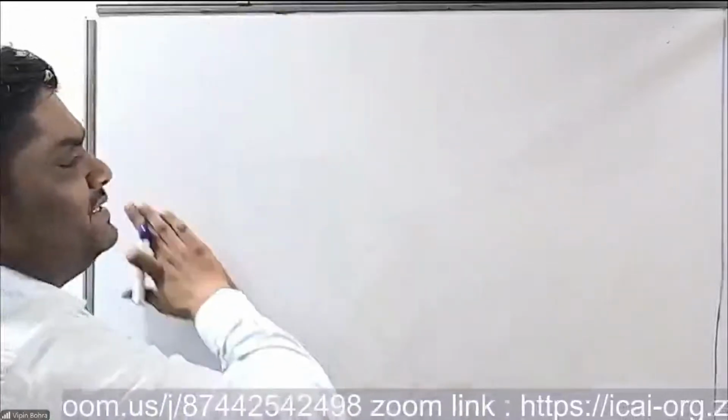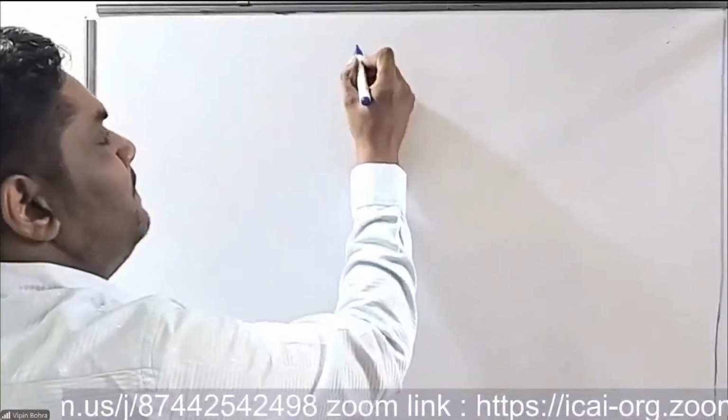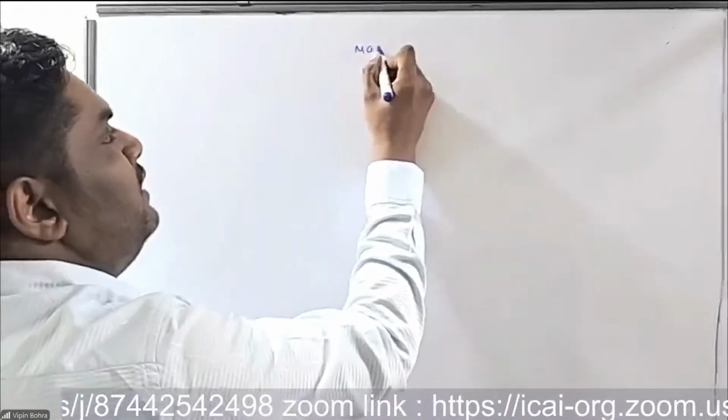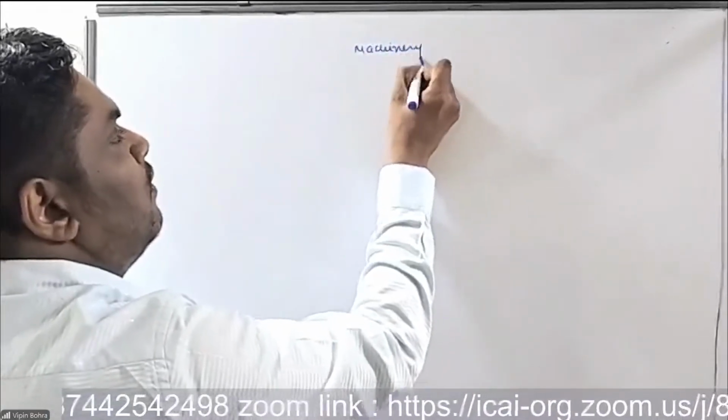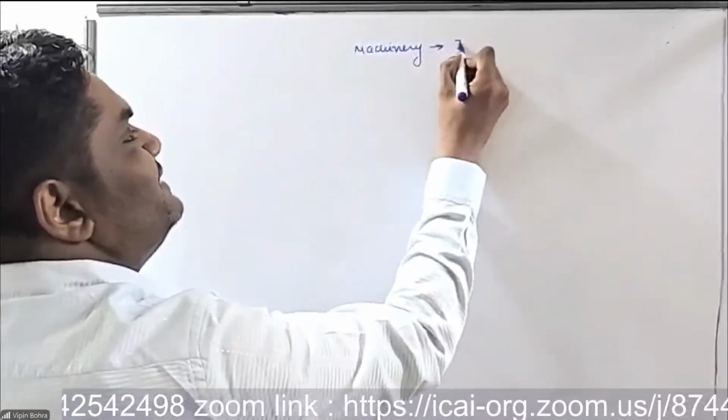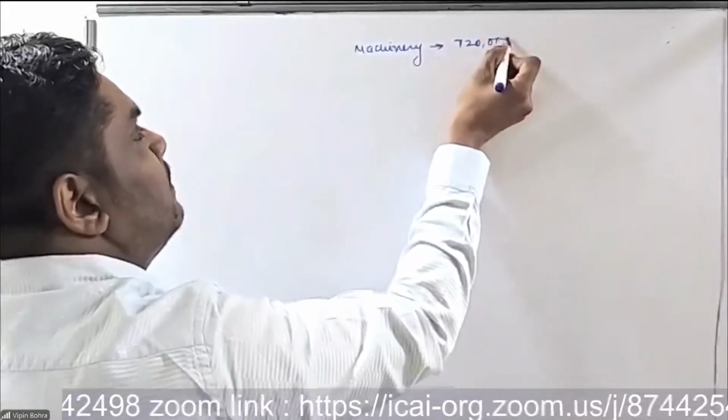So there is a query from Mr. Kiran Kumar. In the study material, two types of depreciation are given on page number 12.30, that is efflux of time and activity. So I'm explaining this part, Kiran. Let me discuss this with the help of an example. Let's say there is a machinery whose cost is, let's say, 7,20,000.